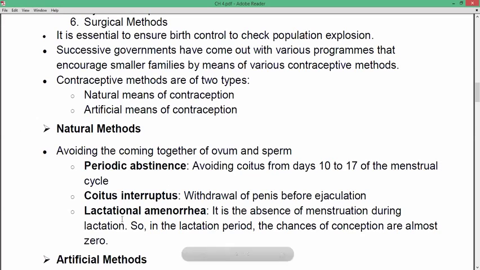The third is lactational amenorrhea, that is the absence of menstruation during lactation. So, if a particular lady is lactating, at that time there will be absence of menstruation, and due to this, in the lactation period, the chances of conception are almost zero. So, when a lady is in the lactational phase, there will be fewer chances of getting pregnant. So these are the three main basic methods seen in the natural methods.